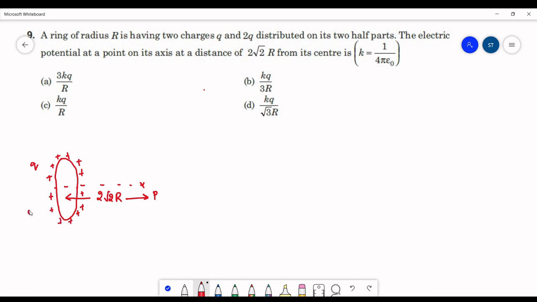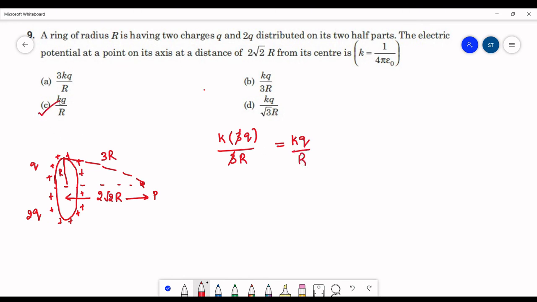Now we have to find the potential at this point. Now this distance is R. Now if we consider this distance, this will be equal to 2R. Apply Pythagoras theorem. Now potential is a scalar quantity. So due to this upper part and due to this lower part, the total potential can be written as K into total charge on the ring, which is 3Q, upon distance 2R. So here this 3 will get cancelled out. So this will be equal to K into Q upon R, which will be option C.